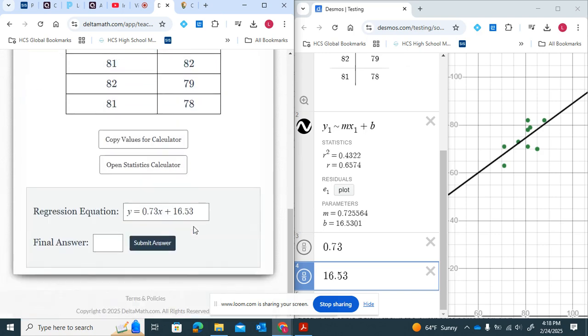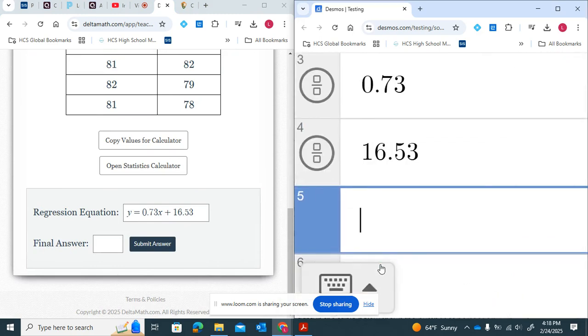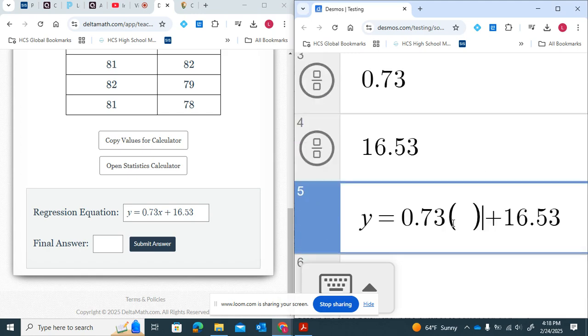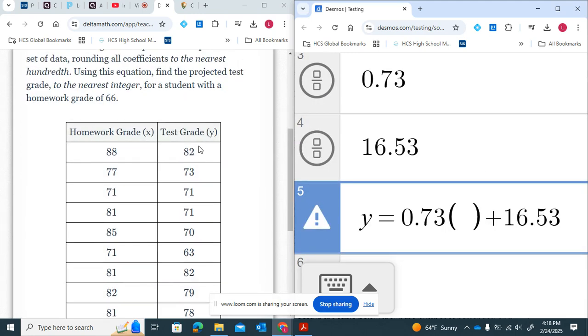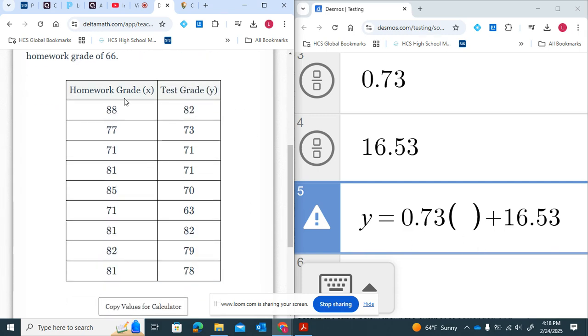So again, the best way to do this is just on Desmos. You could type in your equation, plus 16.53, but now it's saying when X is 66, because homework grade is X, find Y, find the test grade. Test grade is Y. So I don't have data for when my homework grade is 66, right? You could go down the chart. There's no X equals 66, but I could use the line of best fit to predict it.